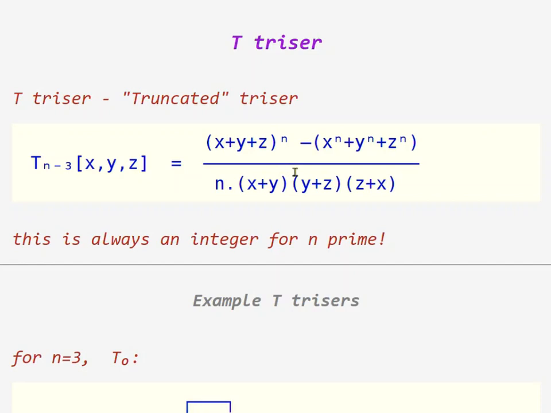Now, using Fermat's little theorem, it's quite easy to see why there's a factor of n in here. By Fermat's little theorem, x plus y plus z to the power n must be the same as x plus y plus z mod n, and x power n plus y power n plus z power n must also be the same as x plus y plus z mod n. So this is the same as this mod n. That's why there's a factor of n in this top line.